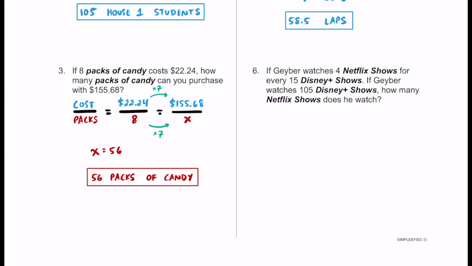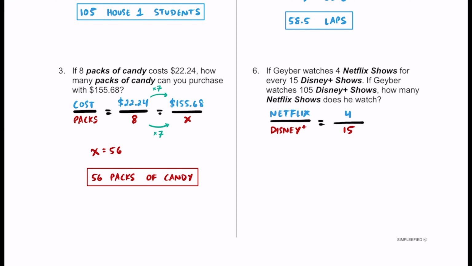If Haber is going to be watching 4 Netflix shows for every 15 Disney Plus shows, what if Haber is going to watch 105 of these Disney Plus shows? So it doesn't really matter which one goes on top here because it's just a ratio. So it's going to just be Netflix on top here and Disney Plus on bottom for the number of shows that he's watching. So for Netflix, it's going to be 4. I'll put 4 on top here. And then for Disney Plus, that's going to be 15. So put 15 on bottom.